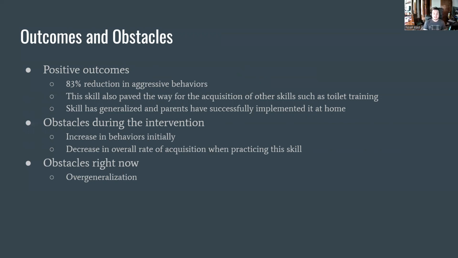Some obstacles we did see during the intervention were an increase in behaviors initially, as we were teaching the skill, and a decrease in overall rate of acquisition since we were really prioritizing that break. That means not a lot of other skills were getting practice. And right now, one of our main obstacles is overgeneralization. She's using it for literally everything and anything, which is a good problem to have as we can always shape it back just a bit.